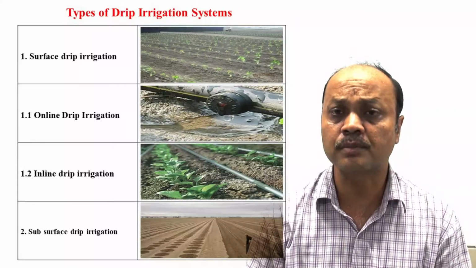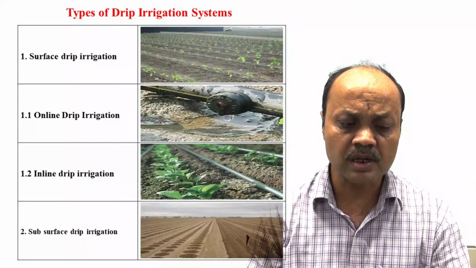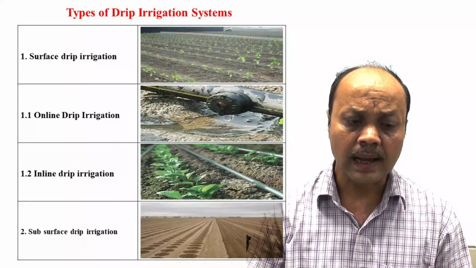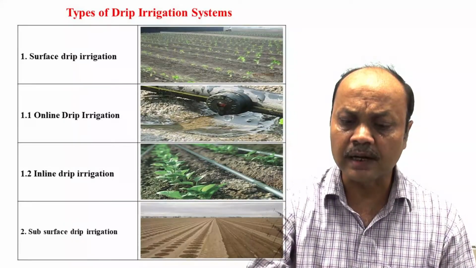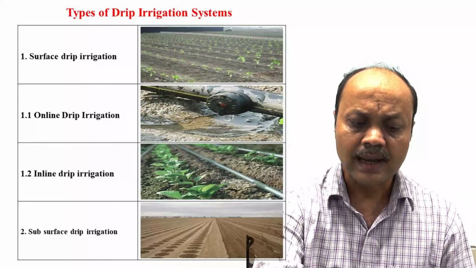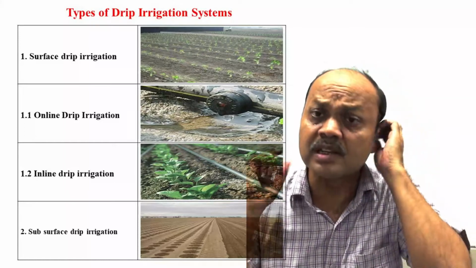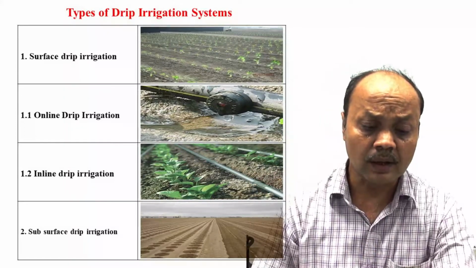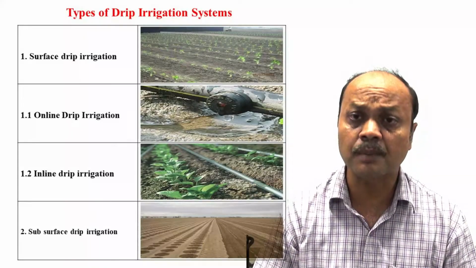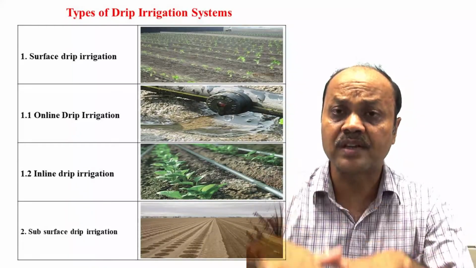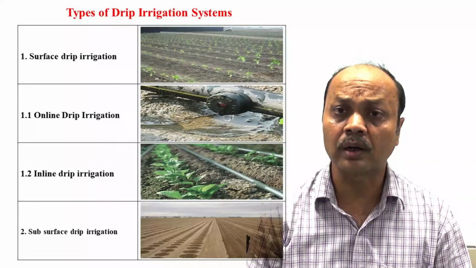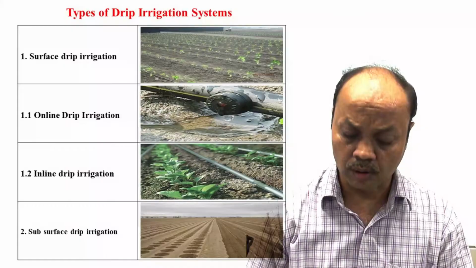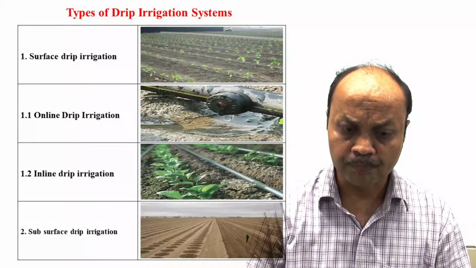The surface irrigation system is of two types: online drip irrigation system or inline drip irrigation system. You can see on the online, the dripper is fixed on the lateral. In inline, the dripper is inside the pipe. And in the subsurface drip irrigation system, the pipes go inside the soil. This subsurface system is based on capillary movement of water. Water comes on, you irrigate the crop.